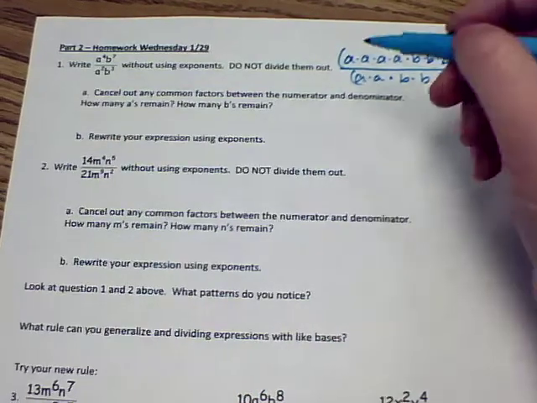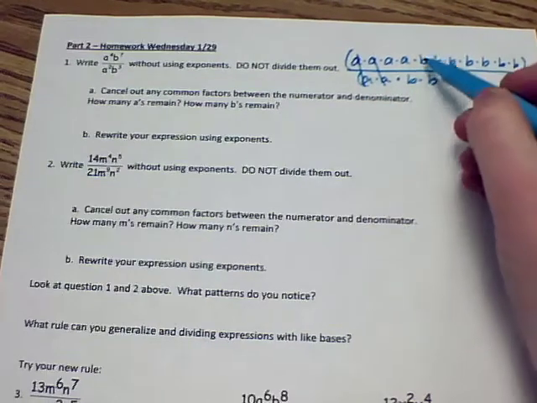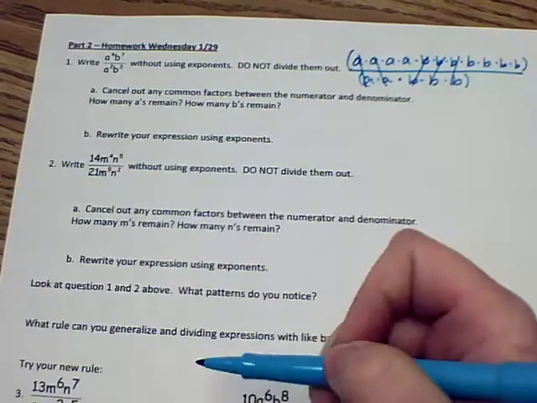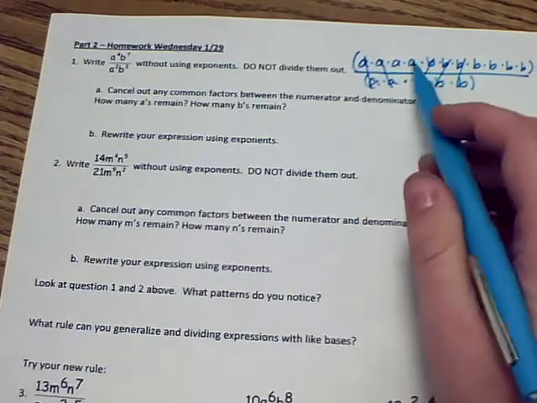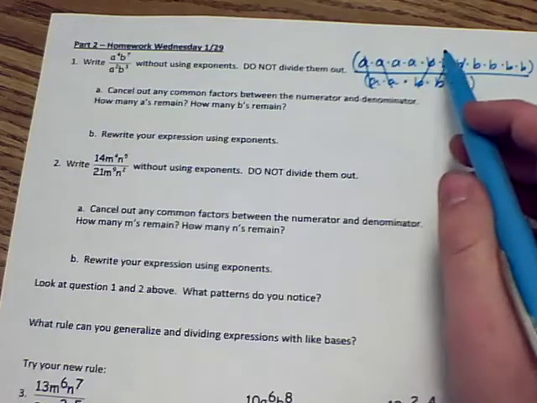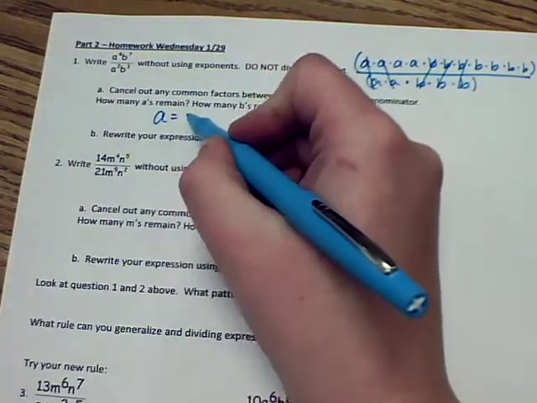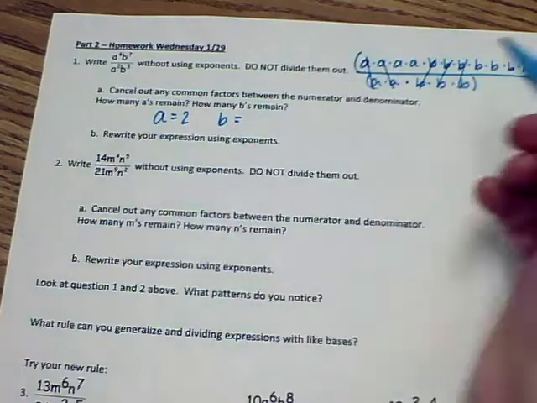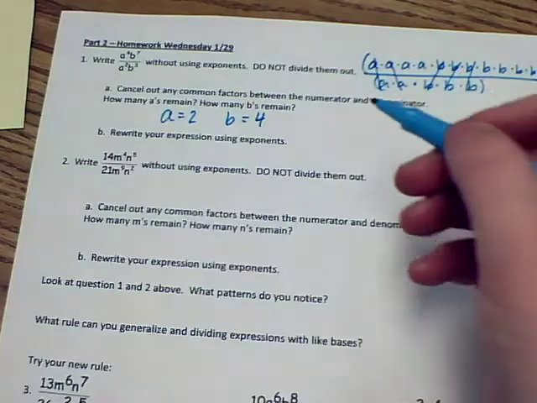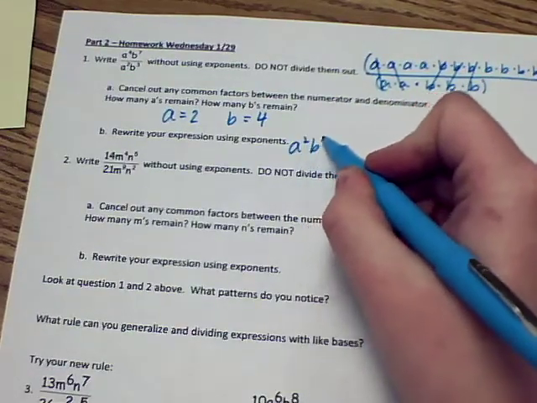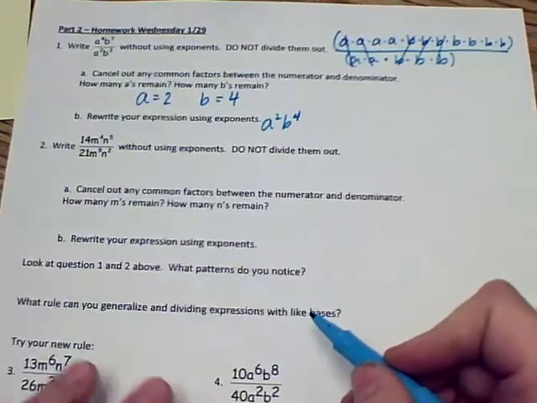So I'm going to look and see how many a's can I cancel. I can cancel 2, and how many b's can I cancel? I can cancel 3. So if you notice, I don't have anything left in the denominator, but I have 2 a's left in the numerator and 4 b's left in the numerator. So a is 2 and b is 4. So now when we rewrite our expression, we're going to have a squared b to the 4th. So that's going to be my final answer for example 1.